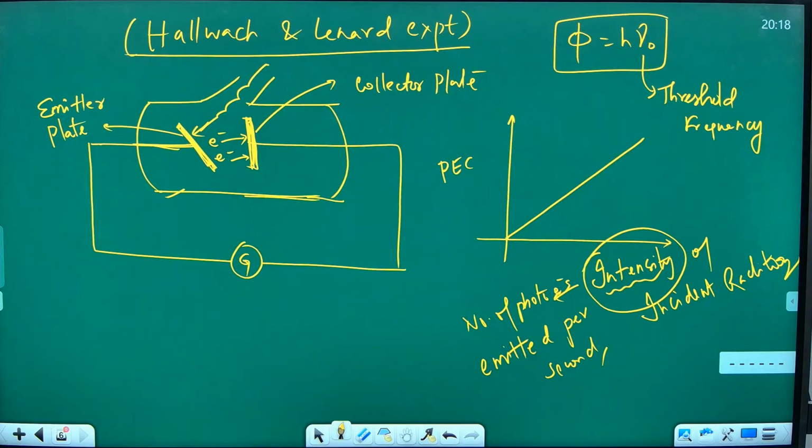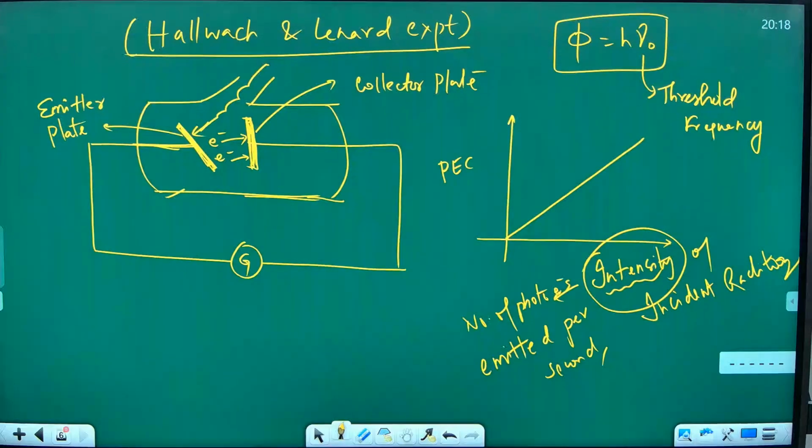Sir, tell me, man. Andrew. What is the collector plate and emitter plate, sir? Can you be a little louder once again? What is collector plate and emitter plate?